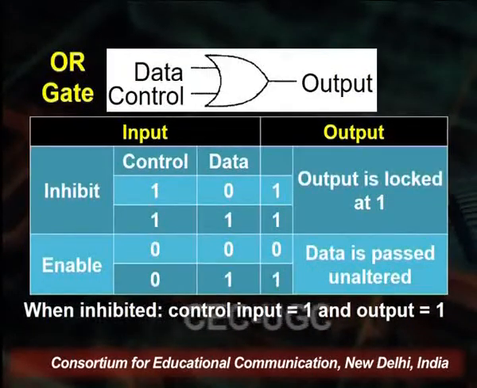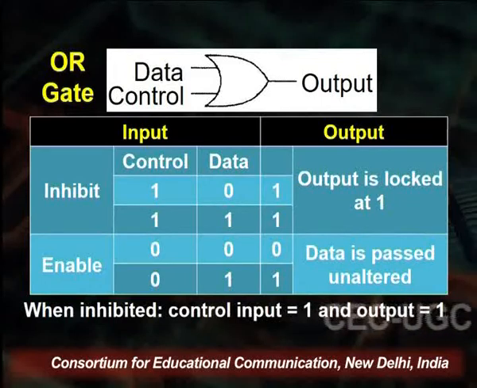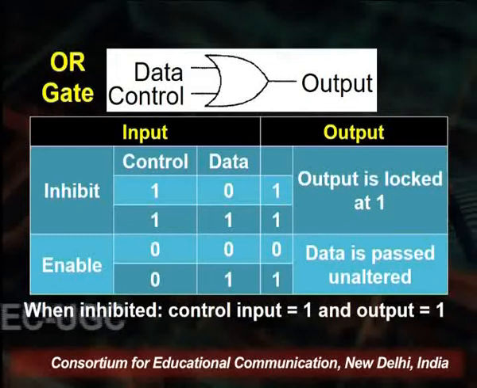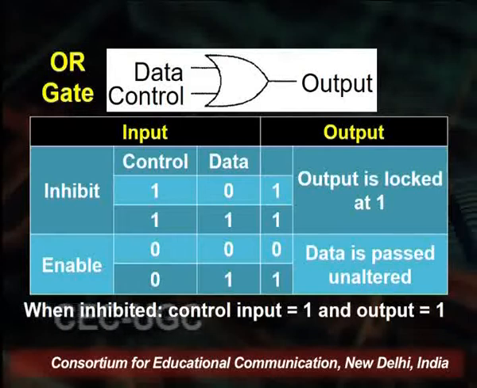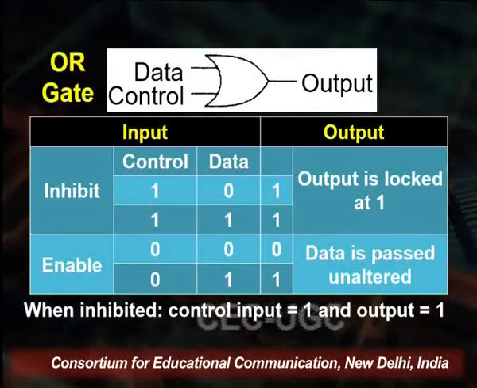Again, we come to the OR gate. We know that the logical definition of the OR gate is that it gives a low output if and only if all of its inputs are low. Otherwise, even if one or many of its inputs are high, the output is high.